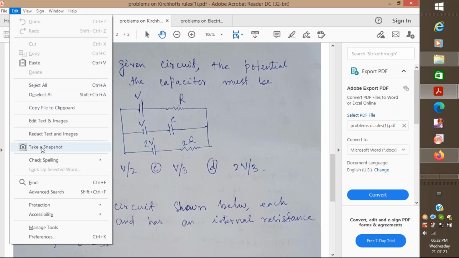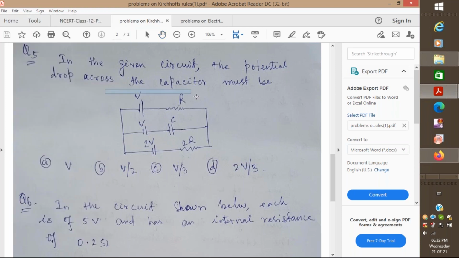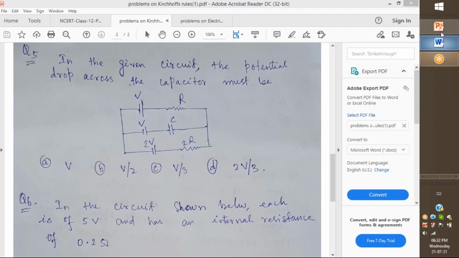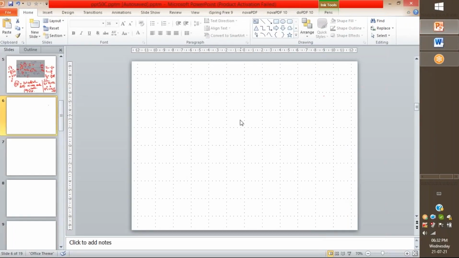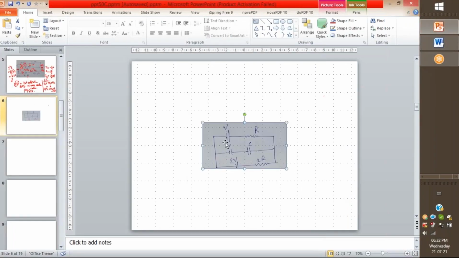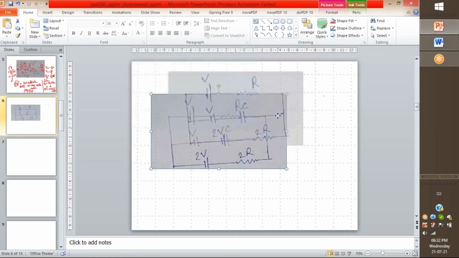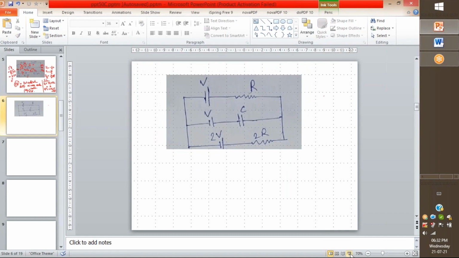Look, this is actually a DC circuit. DC means the current or voltage has a fixed value. So you have to find out what is the voltage drop across C.